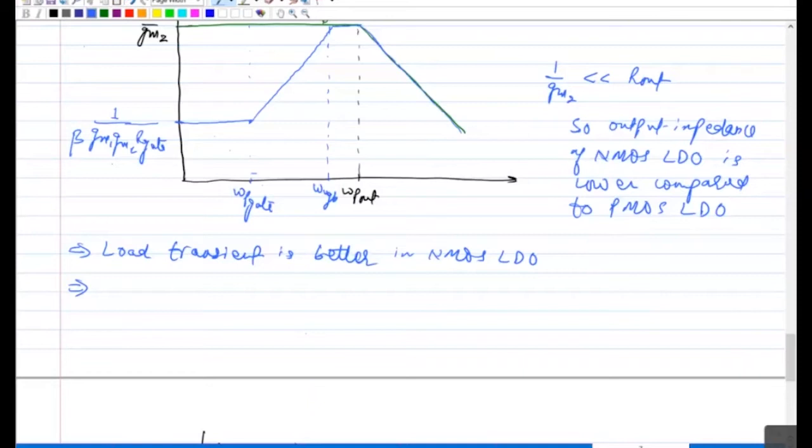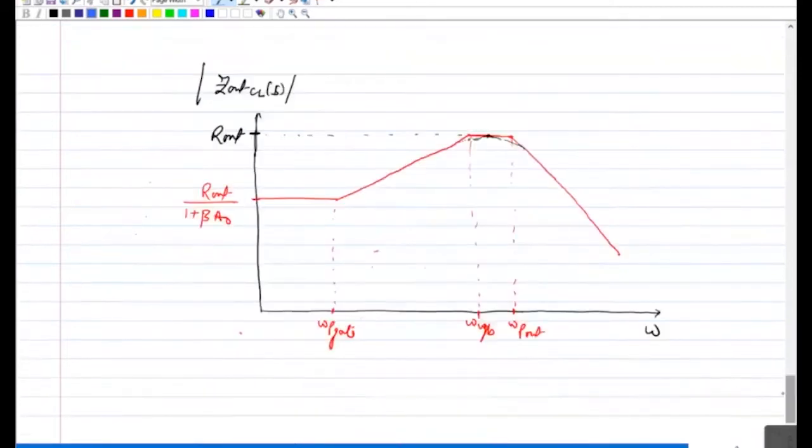It is better. Why? The same reason, because R out is 1 by GM2 right here. So it is lesser, and that again is divided by A naught. Okay, the gain will be lesser in this case. Yeah, because in the other case you had output gain in your loop gain, so R out will get cancelled out.